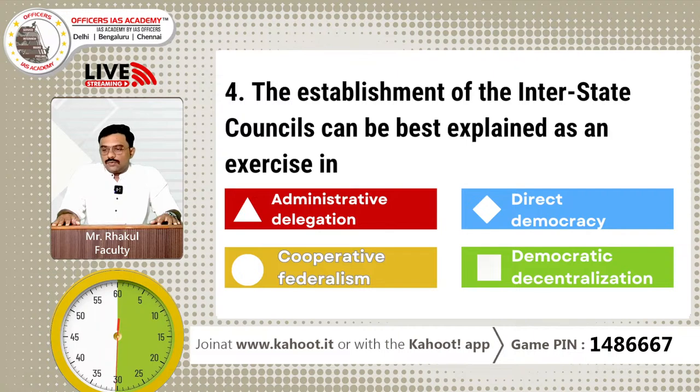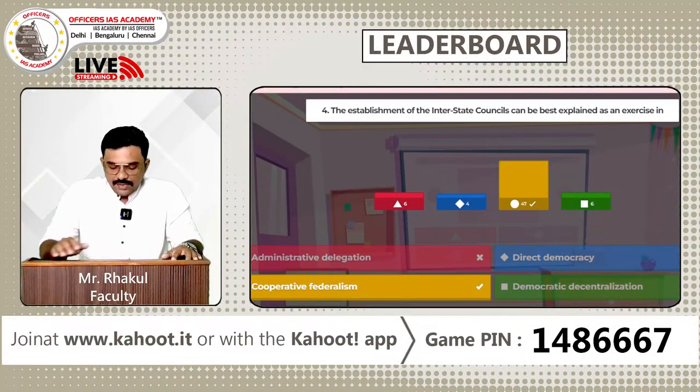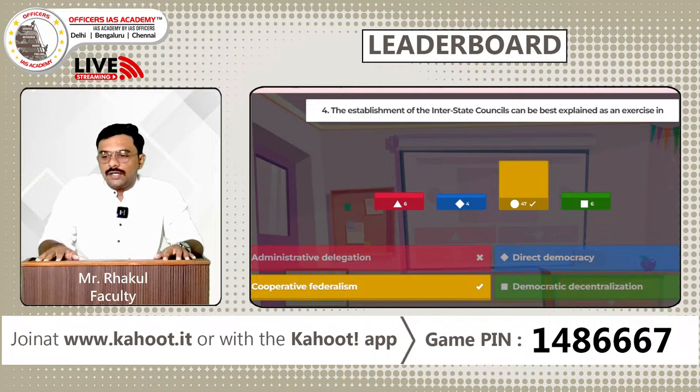4, 2, 1, 0. The time's up. Here the correct answer is option C, cooperative federalism. Interstate councils were created under Article 263 and it is a tool to create cooperative federalism. It creates smooth relationship between the states so that the issues between them can be sorted out even before going to the judiciary. So it is about cooperative federalism.